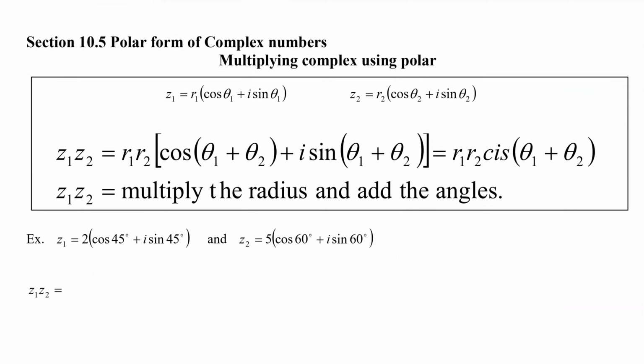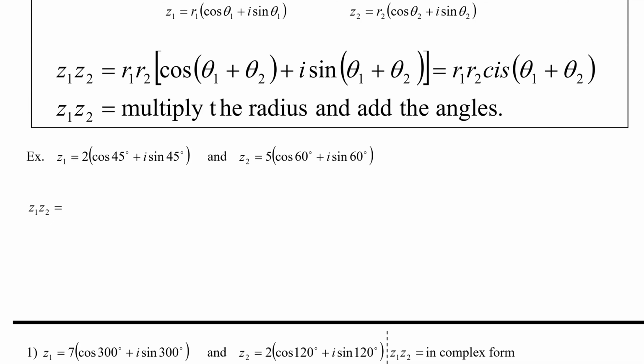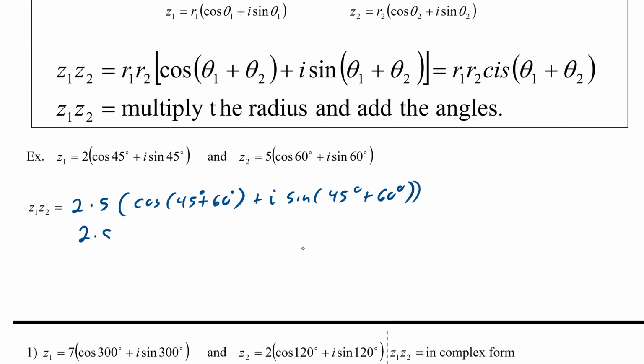It's very cool. So we do 2 times 5. Those are our radii. And then all we do is add the angles. So the short form of this would have been 2 times 5, and then you just do cis of 45 plus 60. And so then we write the answer as 10 cis 105 degrees, and that's it.